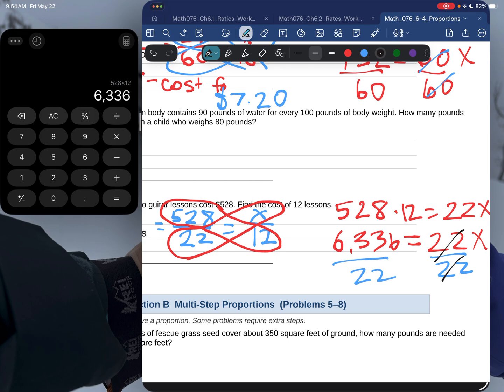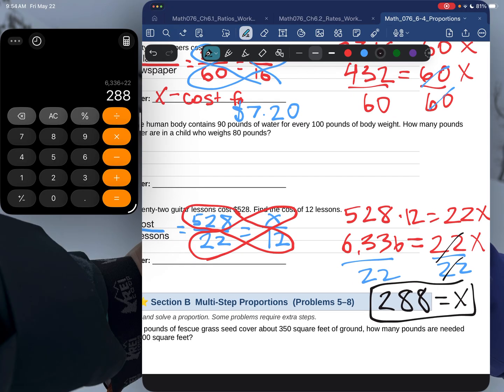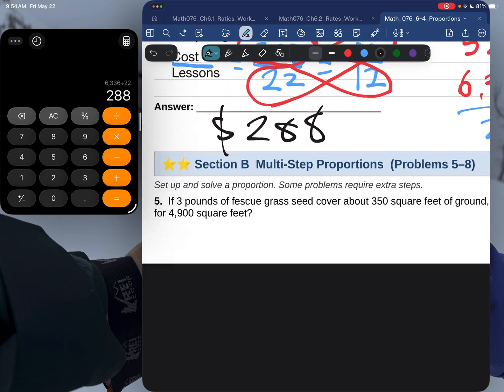22 cancels. I'm going to divide this number by 22, and I get 288 equals x. So my cost for 12 lessons is $288.